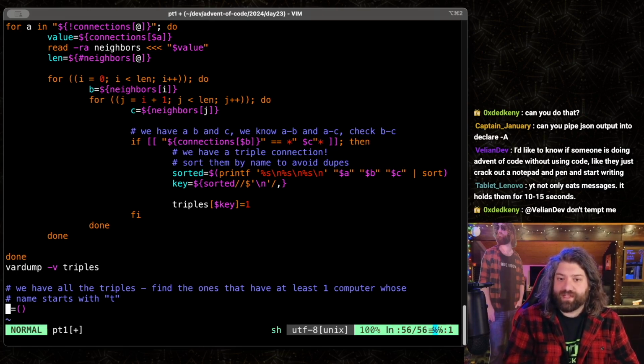What are we doing here? Now we got to find all the ones that have T in them. Okay, we have to loop over the keys in triples.